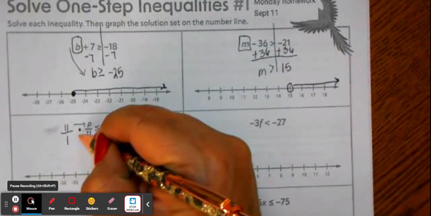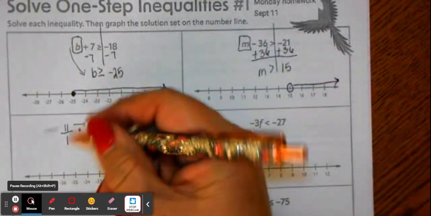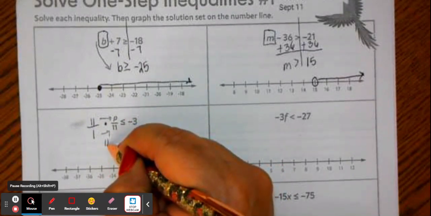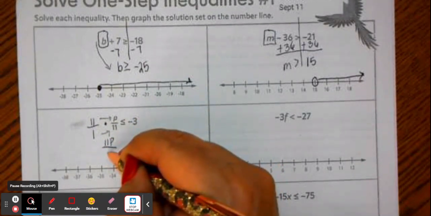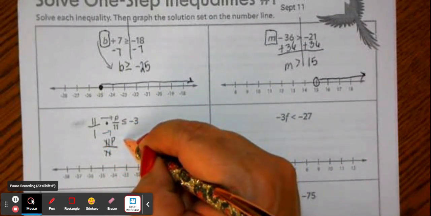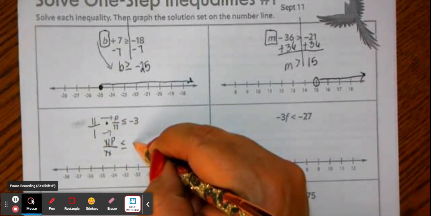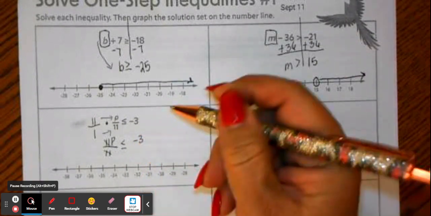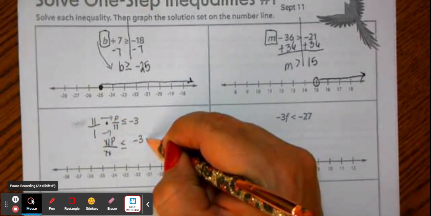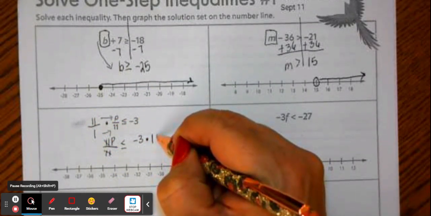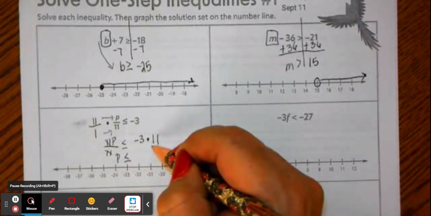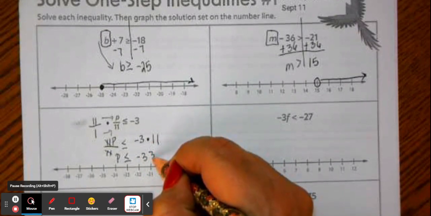But I'm going to do the standard way because when we get into ratios, this is what you're going to end up doing anyway. So here I have 11. This is going to be 11p over 11, and this is how I get my 11s to cancel out. It's going to be less than or equal to negative 3. Because I multiplied, I'm going to multiply here. Now I'm left with p is less than or equal to negative 33.